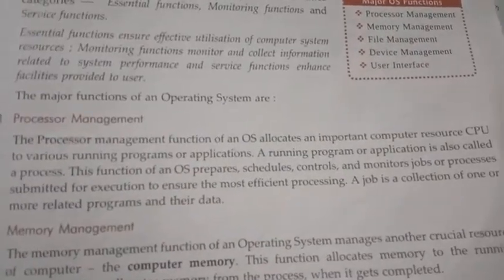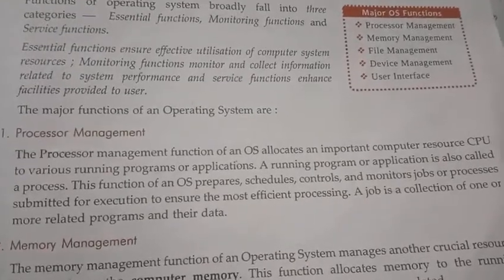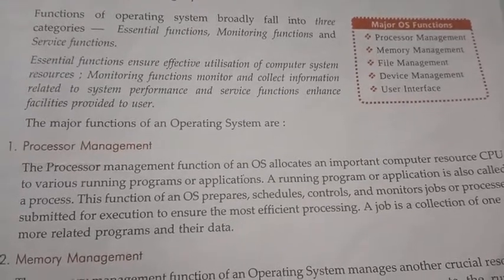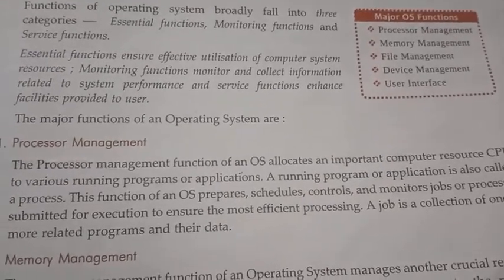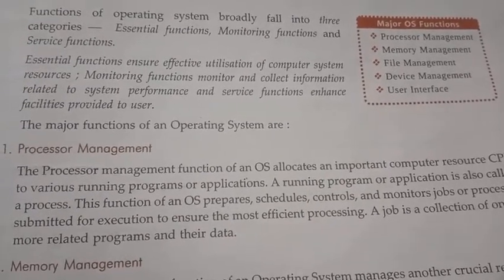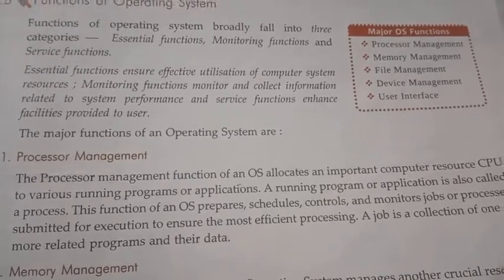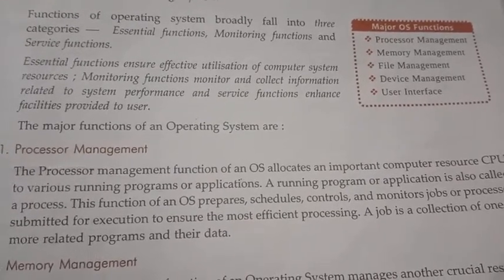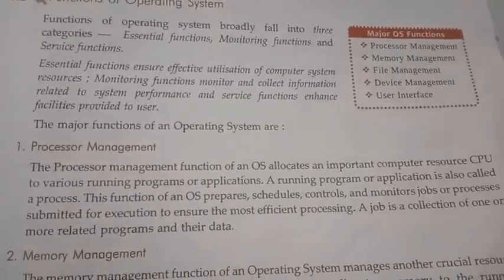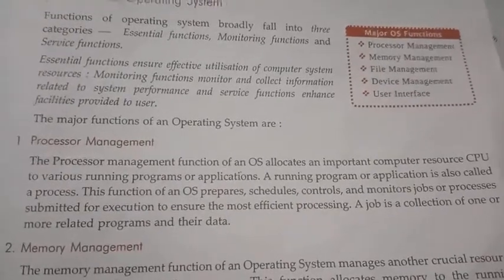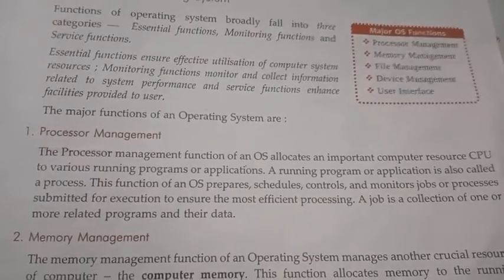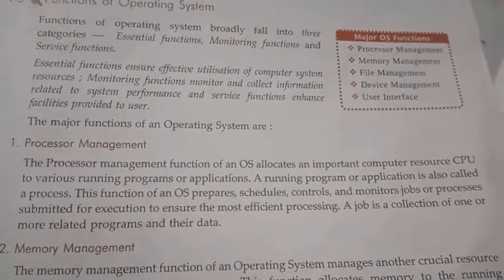The process management function of an OS allocates the important computer resources, like the CPU, to the various running programs or applications. Which means that in a computer there are too many processes. For example, you can watch a movie, listen to music, and play games at the same time. So at a time more than one process is executed. How do we execute more than one process at the same time? This is called processor management.